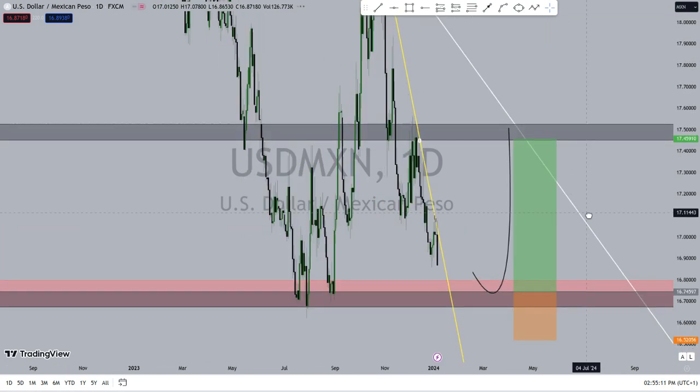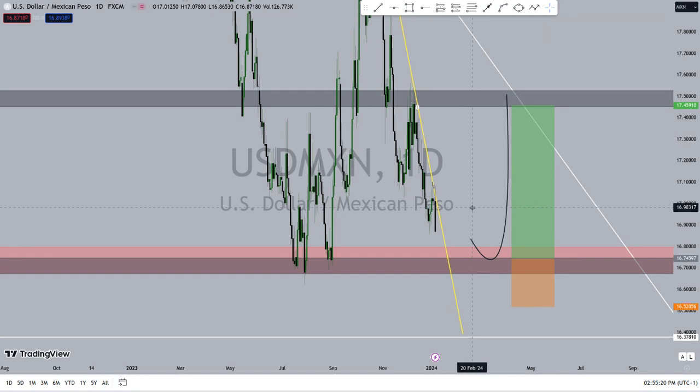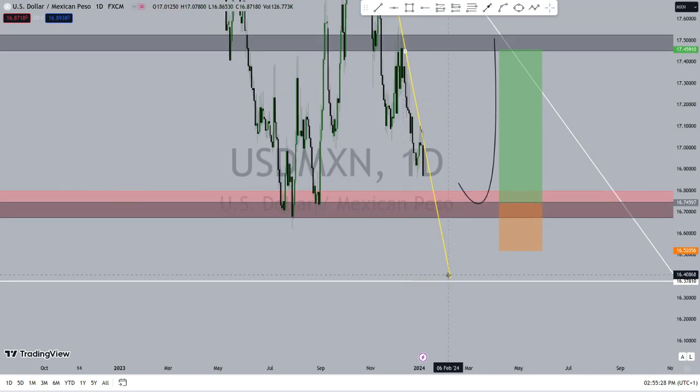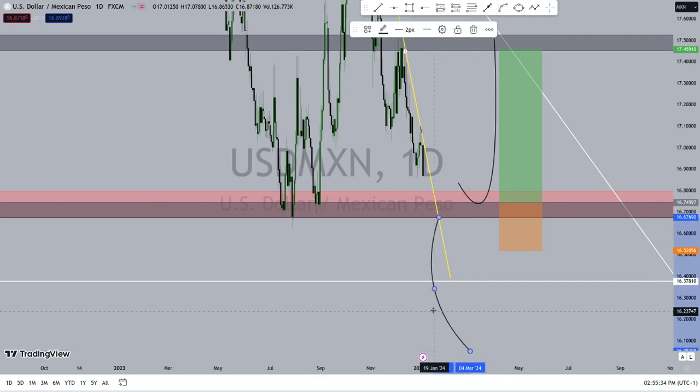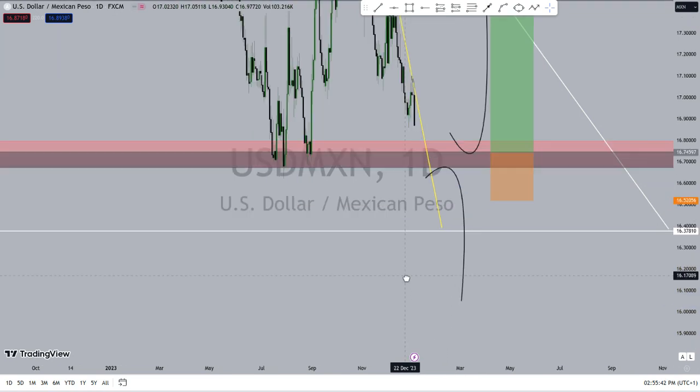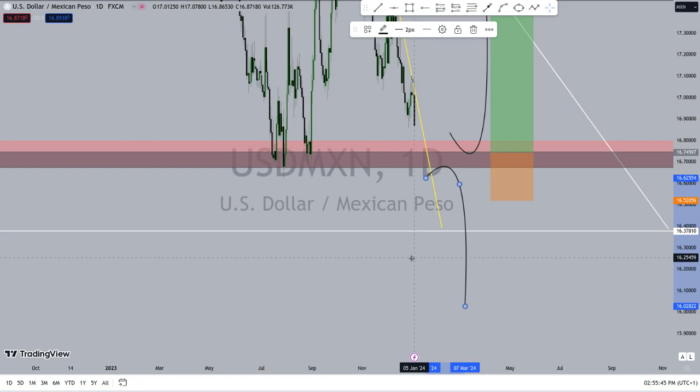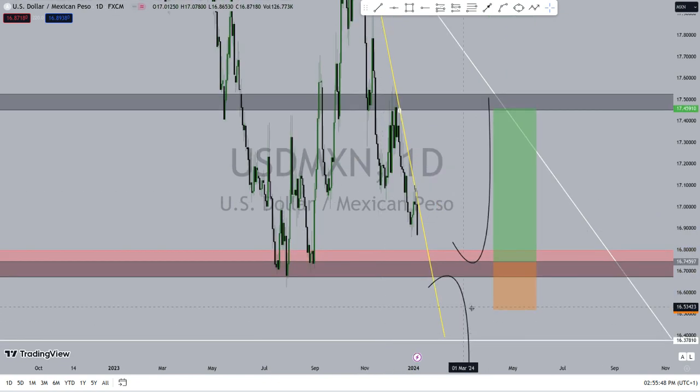But best believe I'm still having the confidence that this market is going to go bullish. But because no one can control the market, if the market refuses or actually breaks below this bar, then no doubt we should be looking to short it down. But I am 90% certain that the US dollar against the Mexican peso is going to rally up to the upside.